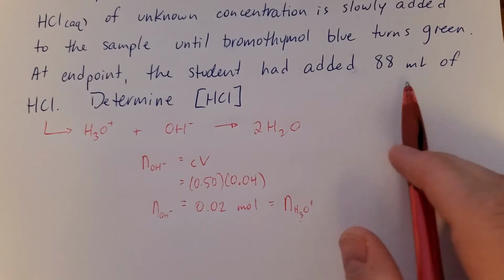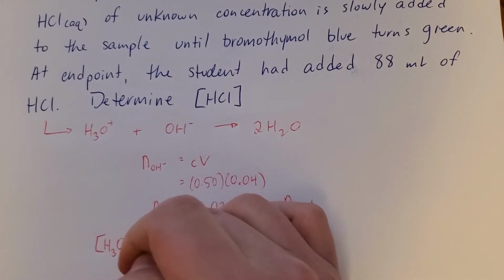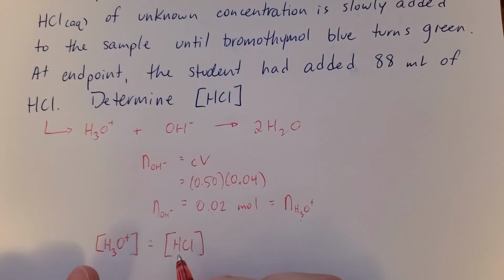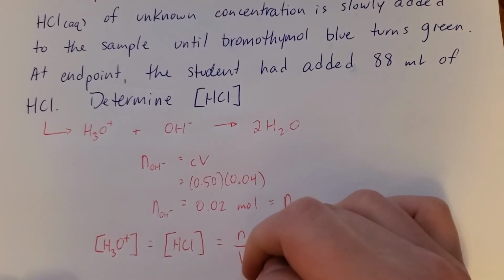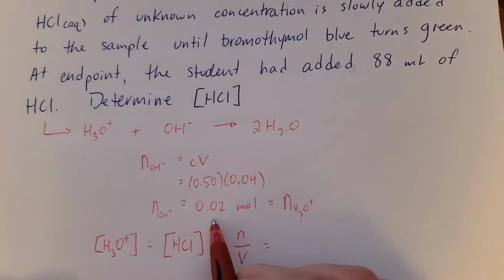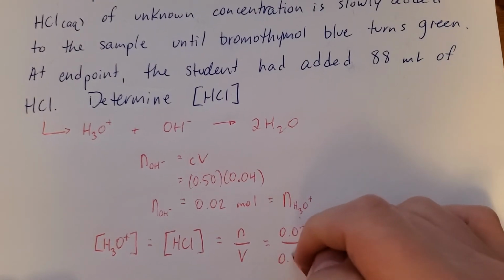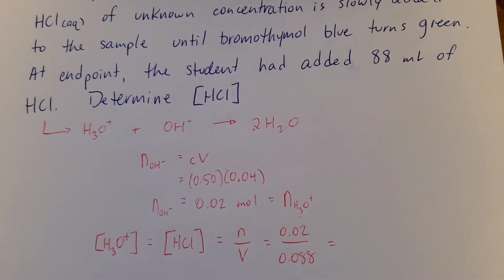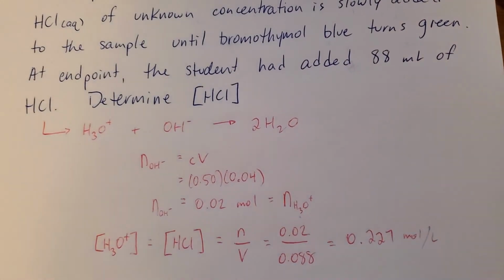Now we can combine this with the volume we've added to get the concentration of hydronium, which, I might as well get that out of the way, is the concentration of hydrochloric acid because it ionizes quantitatively. Nothing tricky going on here. So we just have to do the number of moles divided by the volume to get concentration. Number of moles is equal to the hydroxide moles. Volume's up here. Let's see what we get. I get 0.227 moles per liter. Looks good.